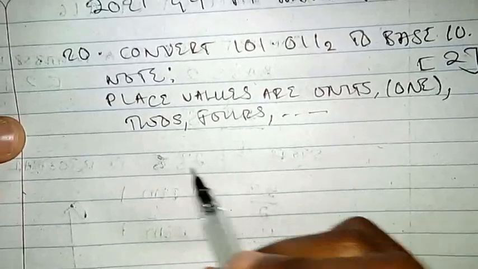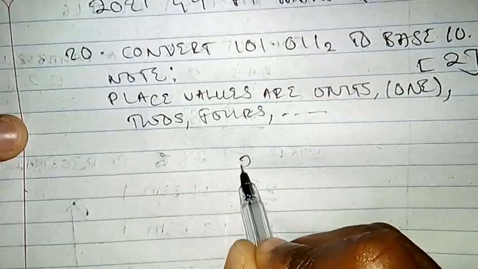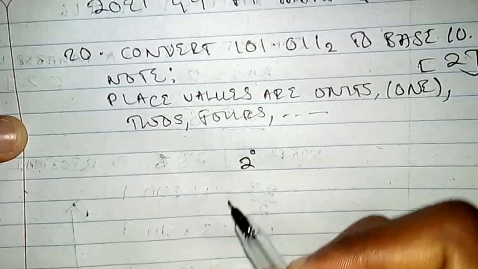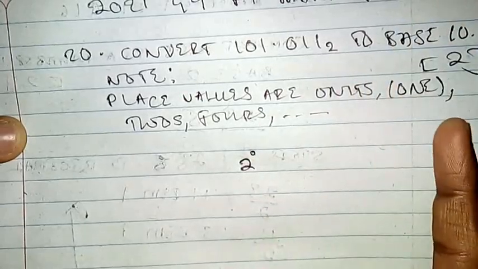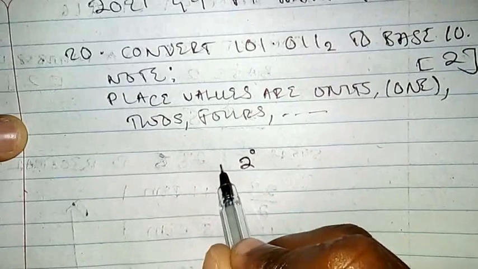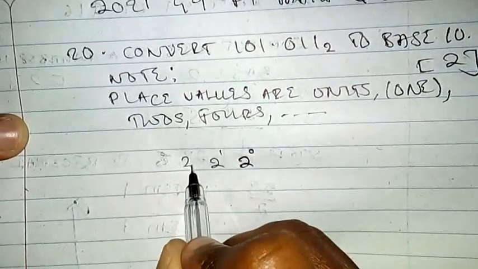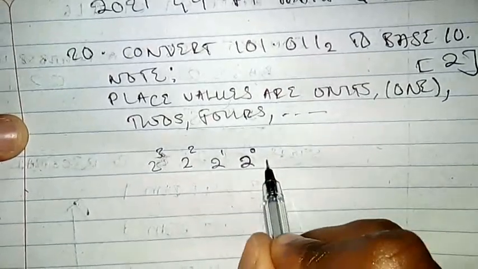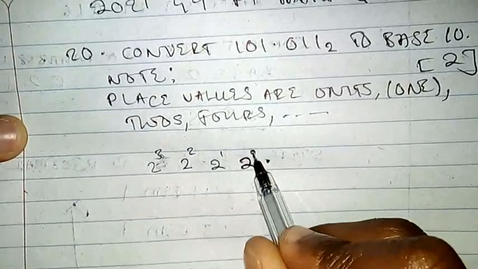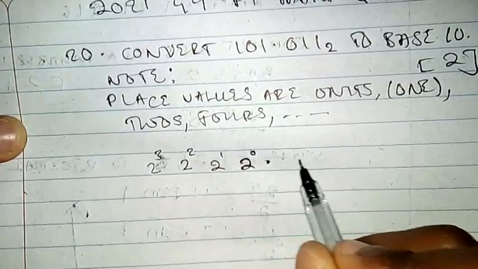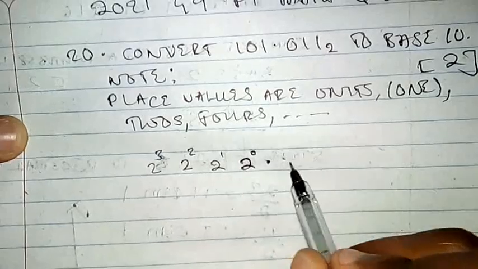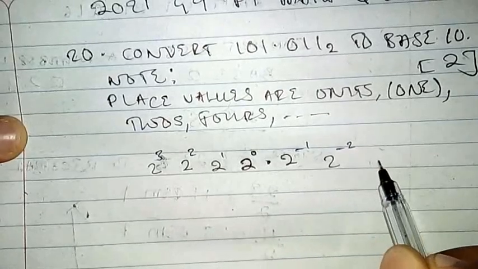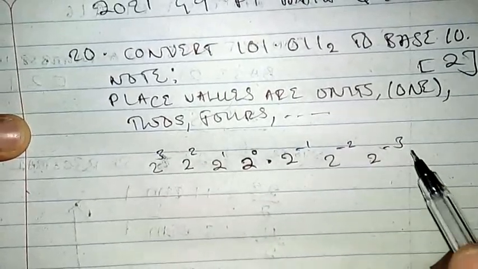In the binary system, 2 is our base. So we start with 2 to the power 0. By the way, this is not a lesson about indices. I'm just trying to help you understand where these numbers come from. Then we have 2 to the power 1, then 2 to the power 2, then 2 to the power 3. Let me just end here. And if we have a point, what goes after 0 is negative 1. So going this side, it's going to be 2 to the power negative 1, then 2 to the power negative 2, then 2 to the power negative 3, and so on.